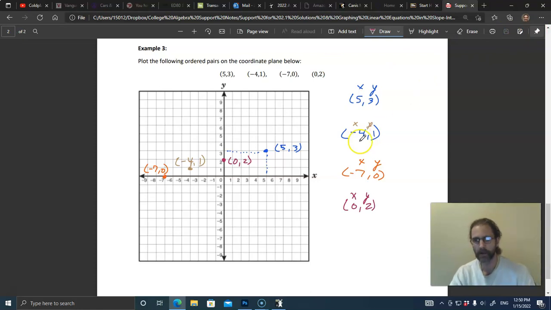All right, so hopefully this will prepare you for 2.1, when we look at graphing both linear and nonlinear equations. And we're going to do it by plotting ordered pairs, or plotting points, in other words.